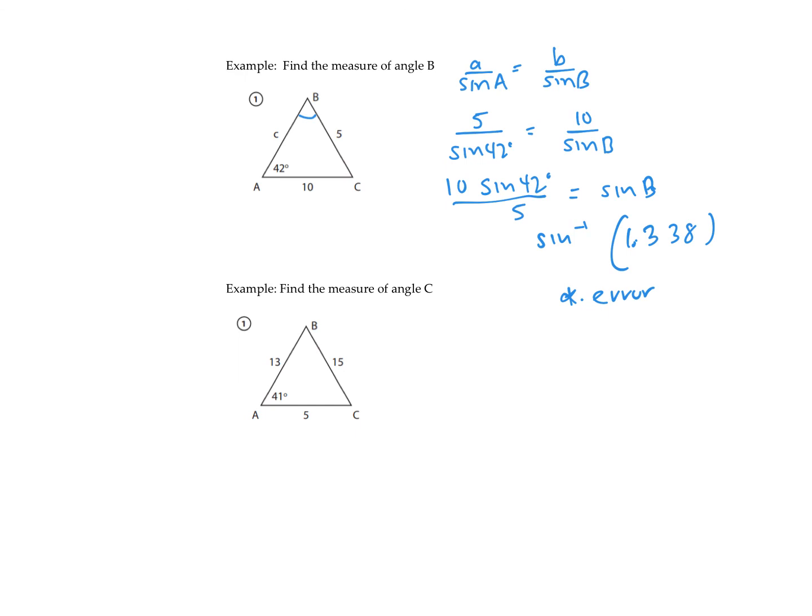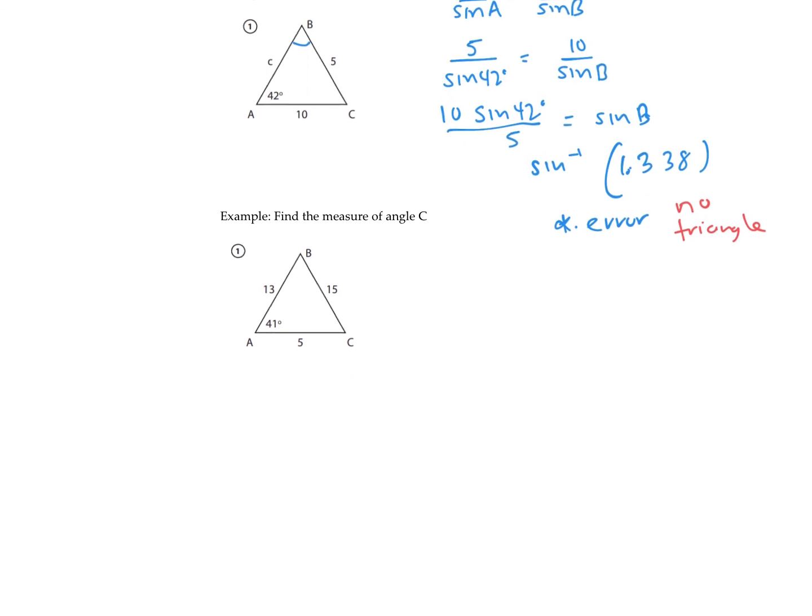And that's because the ratio is bigger than 1. If the ratio is bigger than 1, you're always going to get error. So we get error. What does that tell us? That means that we can't make this triangle with these measurements. That means there is no triangle with these measurements that would be able to be constructed. So that is case 1. If you get error, there is no triangle.